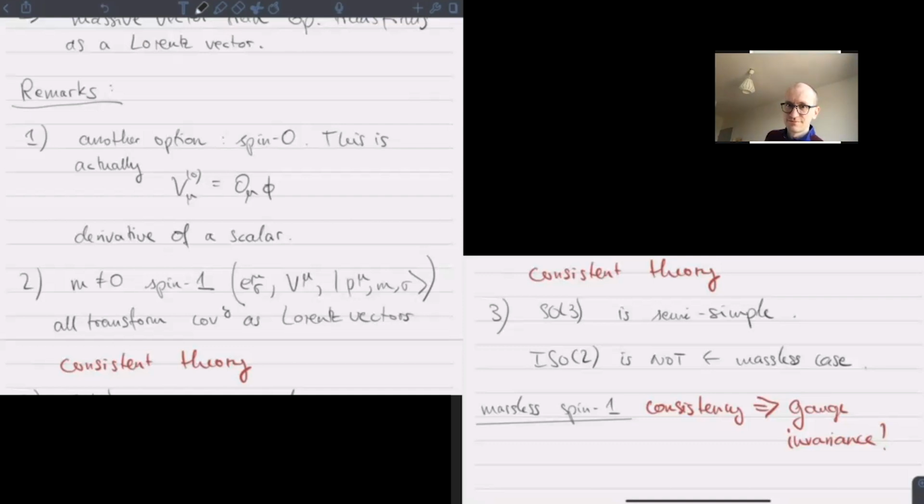When you say spin zero, you are taking the spin zero representation of the little group. It can always be written as the derivative of a scalar. This is the statement. It's saying that there exists a representation that carries a vector index, which, however, is secretly a scalar. And the reason that it carries a vector index is because we act with a derivative on the scalar.